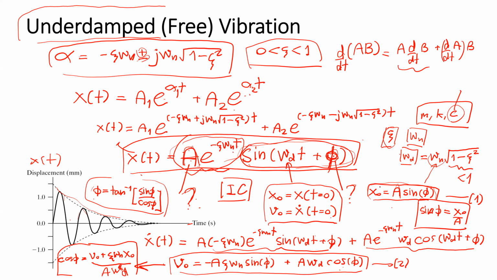This is only the concept. If it is still not clear in this slide, don't worry. We are going to have an example that shows you how to obtain the amplitude A and the phase shift phi for a given value of m, c, k and initial condition.